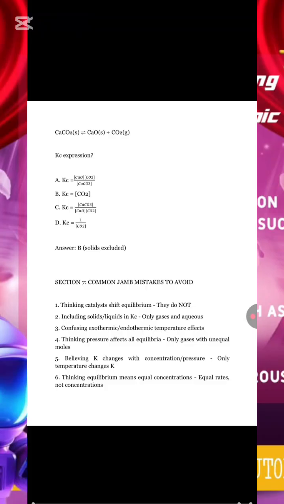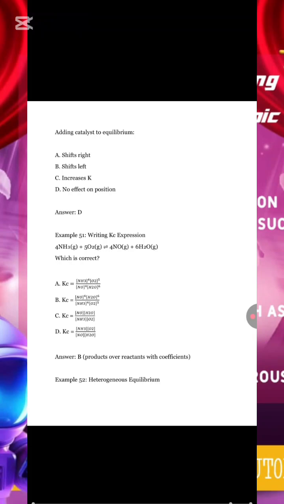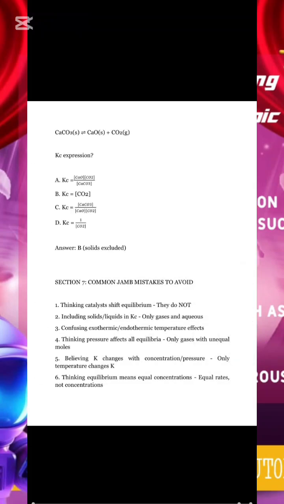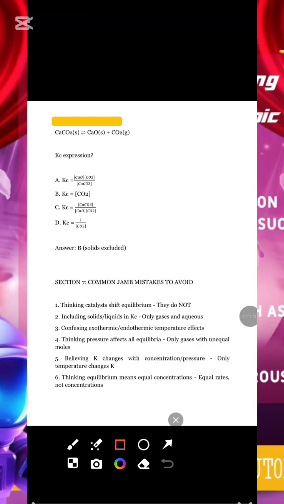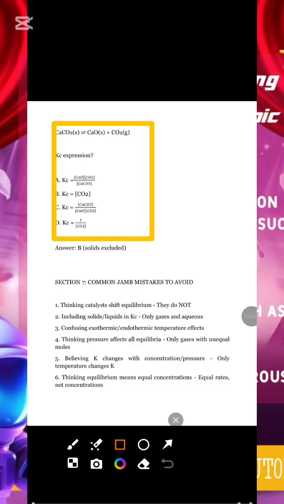Now, the same thing happens here in example 52. In example 52, you can see this, and you are asked to look for the equilibrium constant. You can see that CaCO3 is a solid, CaO is a solid, so those cannot be a part of the equation, only CO2, making option B the correct answer.